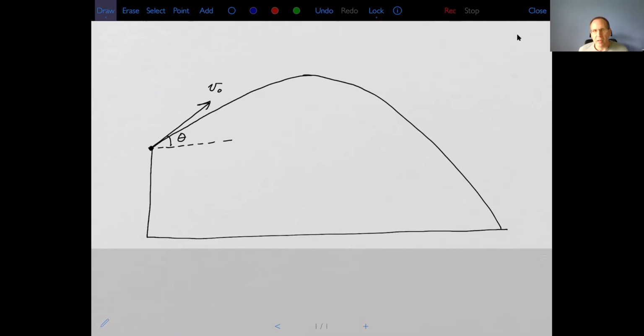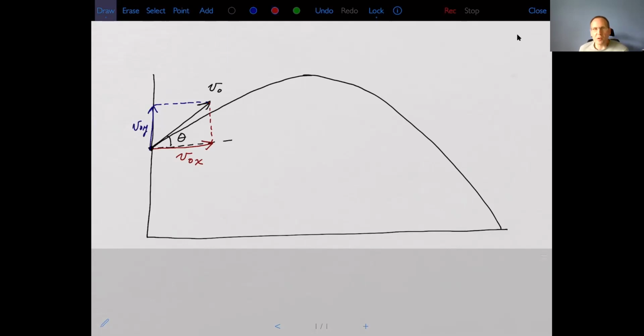Typically what people do is right away find the X and Y components of that initial velocity, that launch velocity. If we project this onto the X-axis, this would be the X component of that initial velocity, so I'll call it V naught X. And then if I project it onto the Y-axis, let me draw a vertical here, this would be the Y component, V naught Y.